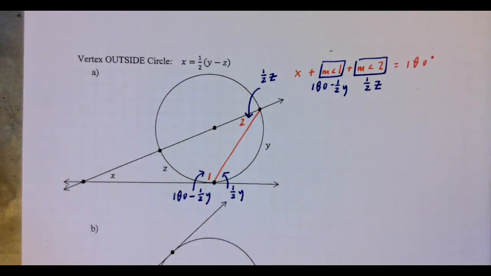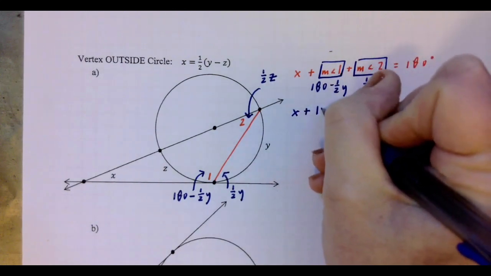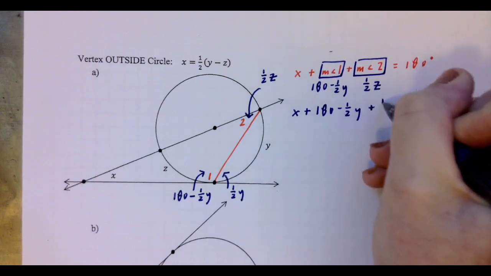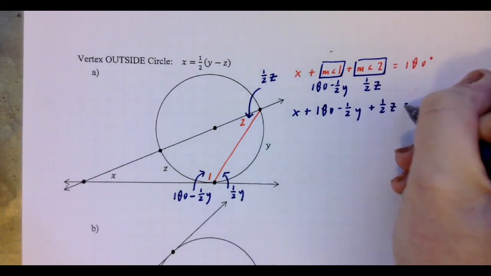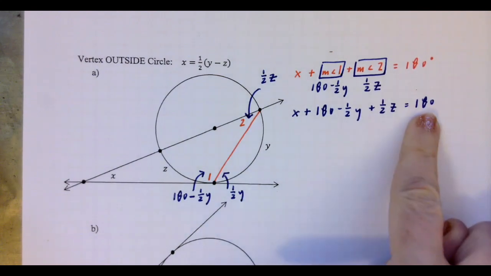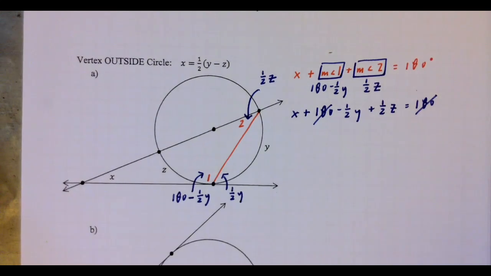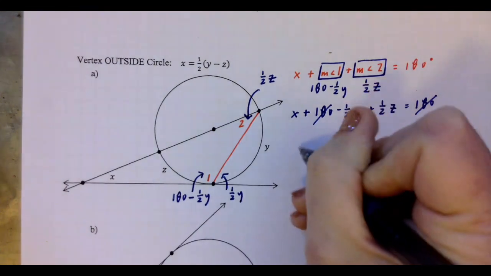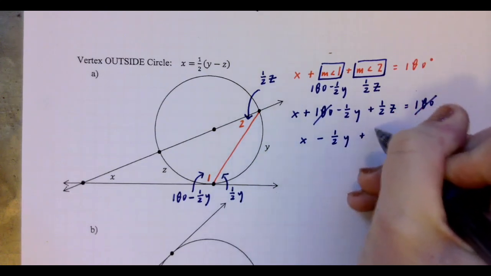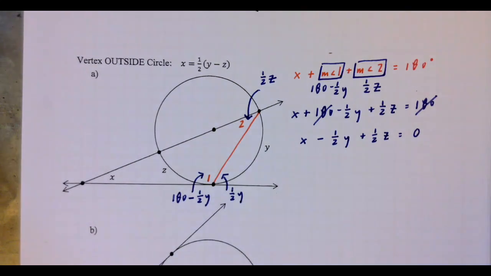Okay, now I'm just going to rewrite that substituted in. So x plus 180 minus half of y plus half of z equals 180. So if I subtract 180 from the left, it's going to subtract from the right as well. So I can go ahead and cross those away. So now I have, let me clean it up, x minus half of y plus half of z is equal to 0, right? That's where I'm at right now.